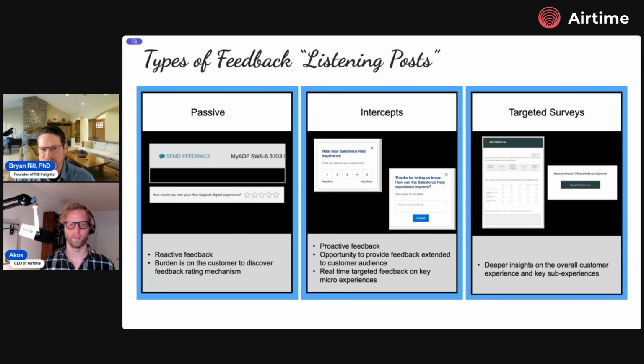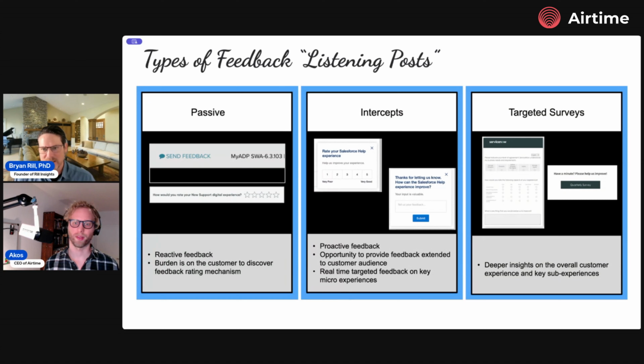Now the burden is on the customer to discover this feedback rating mechanism, so a lot of times findability is a problem with these. Also, another factor with passive feedback is that most of the time people only click on that button when they have a problem. So if you're using that for your CSAT, for example, it's going to negatively bias your CSAT scores, because they're getting in touch with you because they're unhappy about something, or something has gone wrong, or they can't figure something out. So what we need to do is balance that out.